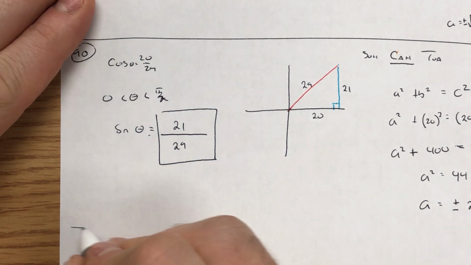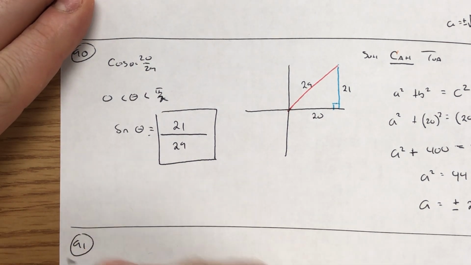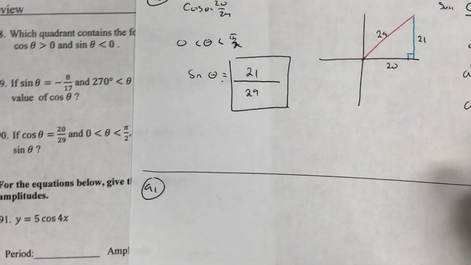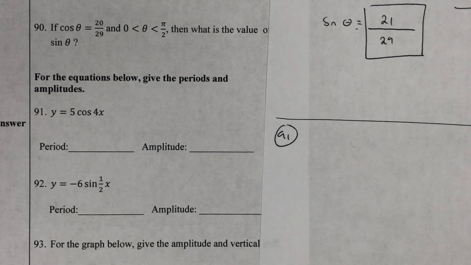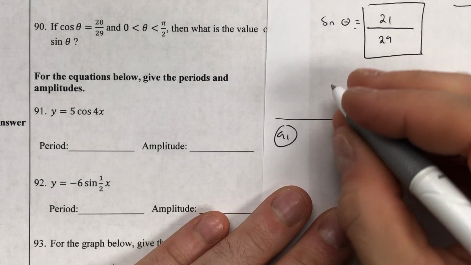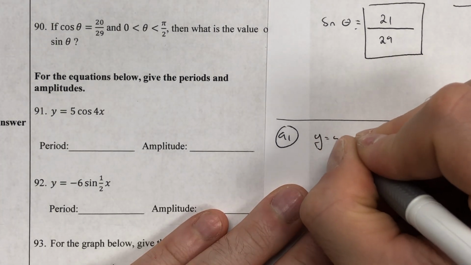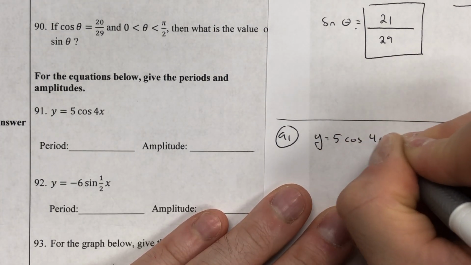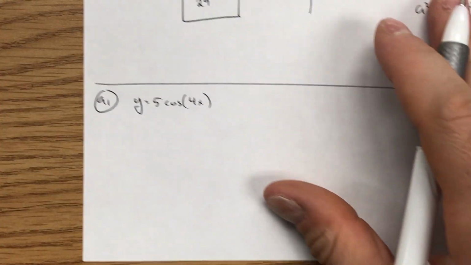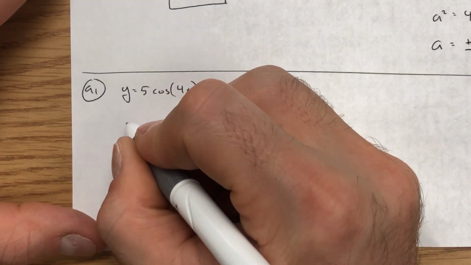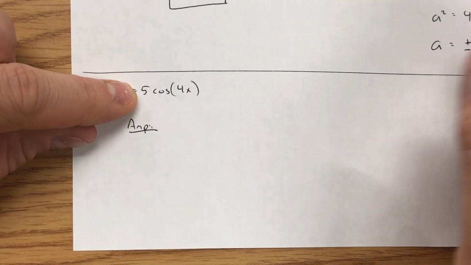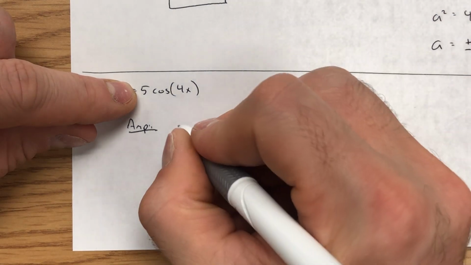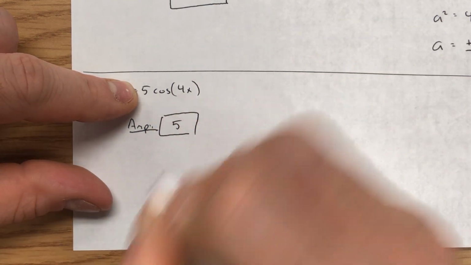So that was question 90. Let's take a quick look at question 91. Okay. So we want to state the period and the amplitudes of these two functions. For 91, we have y equals 5 times the cosine of 4x. As far as the amplitude, it's pretty straightforward. It's the number out in the front, the coefficient of my trig function. So the amplitude is 5.